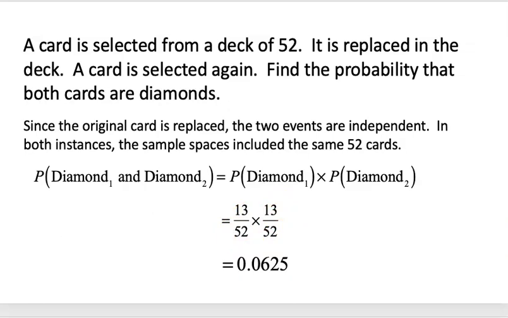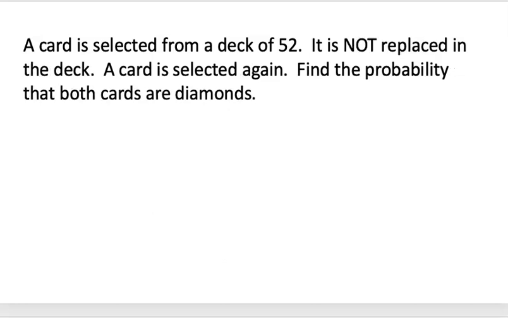Now how do we change it? What if we select a card, put it aside, select another card, put it aside? What happens on the first draw is going to change the likelihood of what happens on the second. Those events are not independent. So here's our example. A card is selected from a deck of 52. It is not replaced in the deck. The card is selected again. Find the probability that both cards are diamonds.